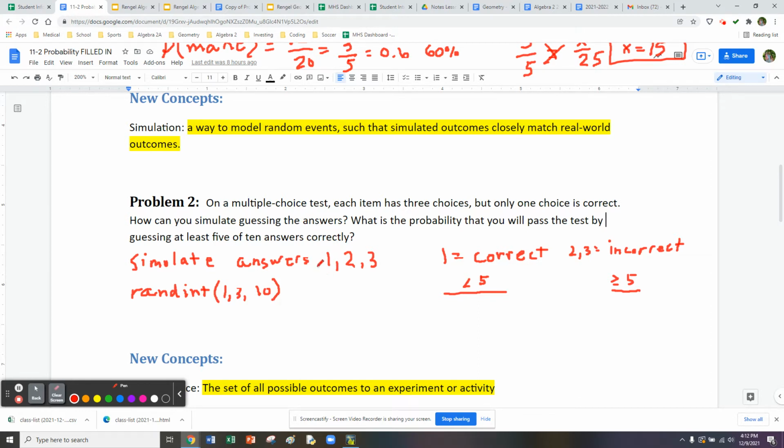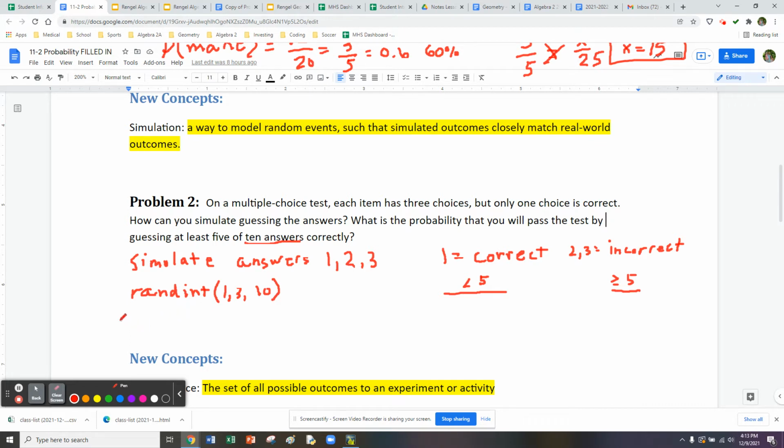So how can we simulate guessing the answers? We can use what's called a random integer generator. We can simulate the answers to the test being 1, 2, and 3, like A, B, and C. But we're going to say anytime a random 1 comes up, that would be randomly guessing the correct answer. Anytime a 2 or 3 comes up, that would be randomly guessing an incorrect answer. And then we're going to make it so it's 10 total numbers, and then count how many times we got a correct answer and how many times we got an incorrect answer. So we're going to head to our calculator here in a second and use this random integer.